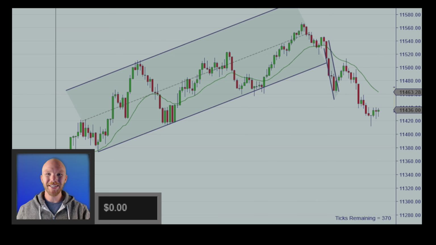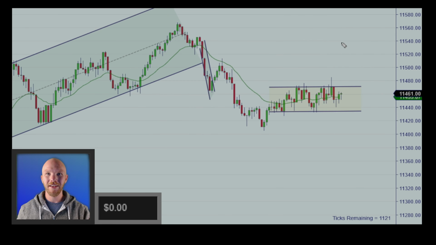All right, so we did have that little channel working down, and then we got a break of it, and a new low was formed. So we could safely assume that this downtrend is done. And then from there, we just kind of settled into this little range here. Price is just kind of going up and down. So looking for a false breakout.